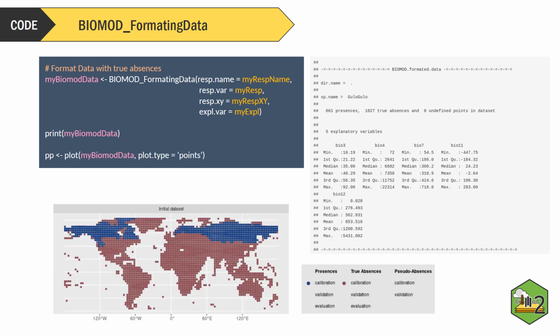You can also plot your formatted data to visualize your dataset. Here, blue points represent presences of gulo and red points the true absences. As we are here in the case of a complete dataset, we assume that we know the entire distribution of the species, and points that are not presences are considered as true absences. But keep in mind that it is an example set.